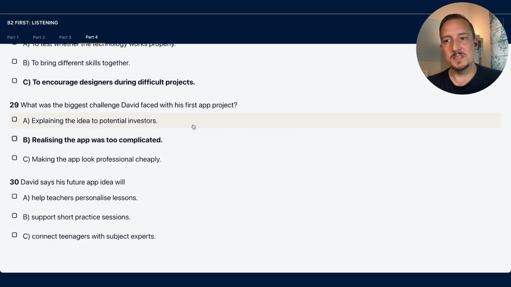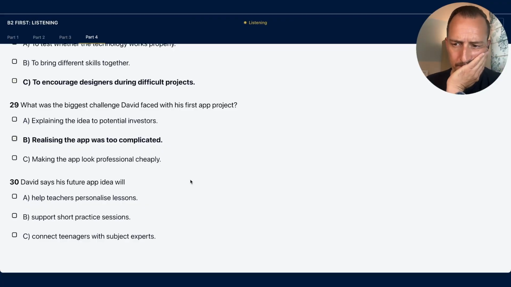Now, the correct answer is B. And the reason it's not A, he talks about investors, but he doesn't say it's the biggest challenge. He said when he was explaining it to investors. And similarly, he said he spent time making the app look like others on the market. So whilst he does those two things, it's not the biggest challenge. The biggest challenge is B, realizing the app was too complicated. In the end, we cut about half the features, and the app became much better because it did fewer things clearly. Finally, is there an idea you'd like to work on in the future?